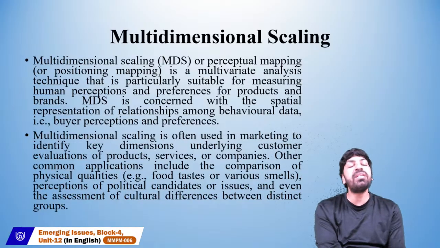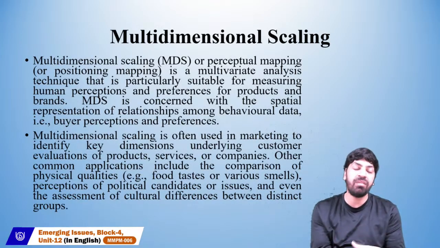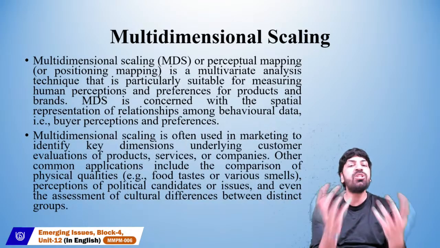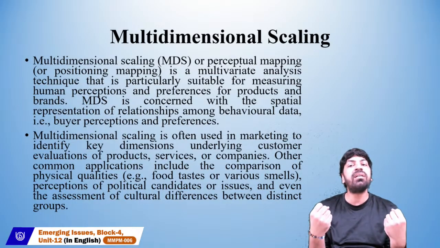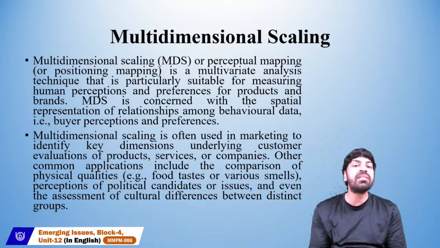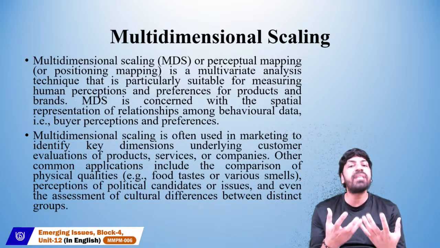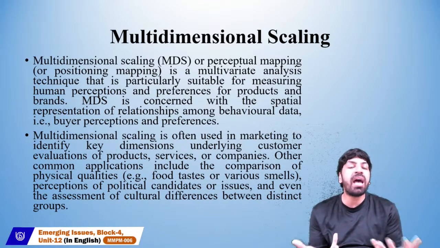Next is multidimensional scaling. Multidimensional scaling, or what we can call perceptual mapping, which I already mentioned at the beginning of this session. In other words, we can call it positioning mapping. It is a multivariate statistical technique which is mainly used to measure human perceptions of what they think about a new product.